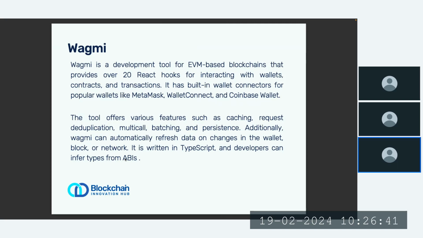Additionally, Wagmi can automatically refresh data on changes in the wallet, block, or network. So you don't need to worry about refreshing data whenever there's a change. Wagmi handles that automatically for you. It is written in TypeScript, and developers can infer types from APIs. What this means is that because it's written in TypeScript, whenever you pass an API to the hook you're using at that particular point, there's autocompletion for you. So you don't need to second-guess, it automatically completes that for you.